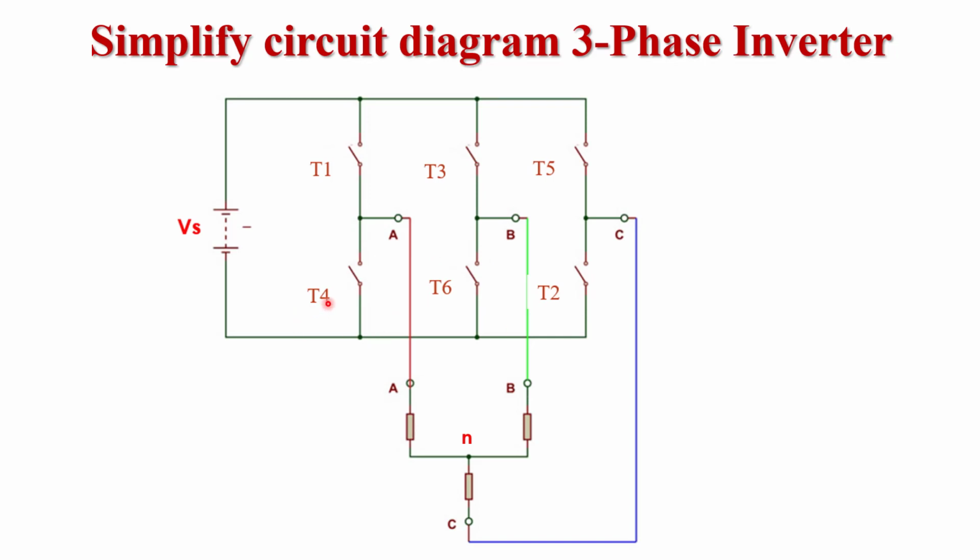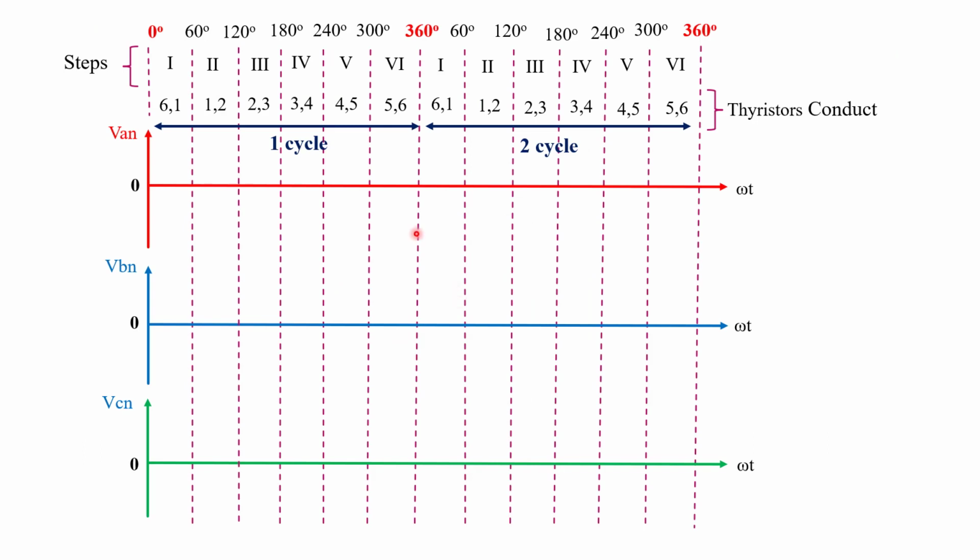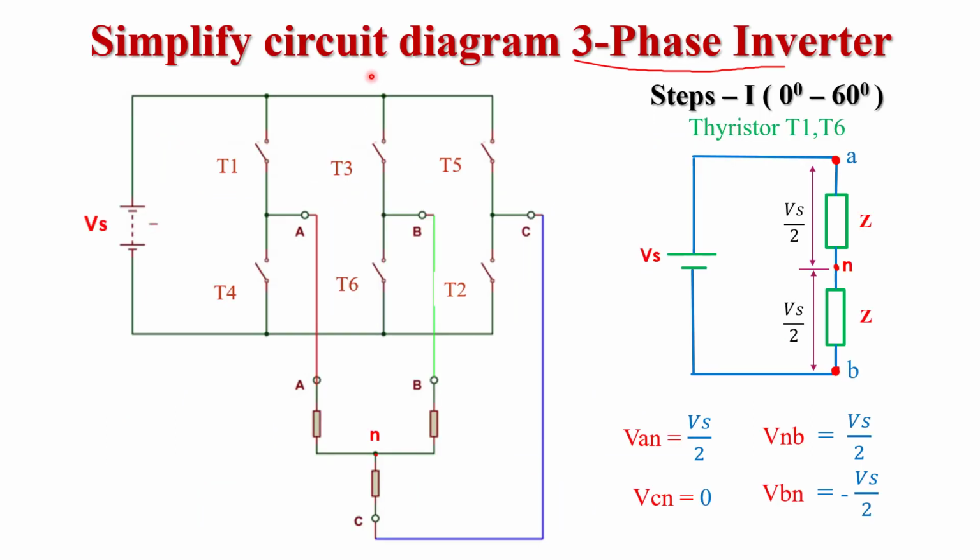So all thyristors we first replace with the help of switches. Now these two thyristors, T1 and T4, are connected to phase A. These two, T3 and T6, are connected to phase B. And these two, T5 and T2, are connected to phase C. And this is the neutral point. So these are the positive group and these are the negative group thyristors. Now we calculate the phase voltage. To calculate the phase voltage, first we analyze each step and then we calculate the phase voltages VAN, VBN or VCN. Okay. Now first we calculate the phase voltage for step 1.